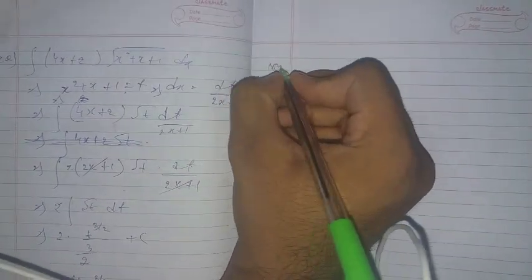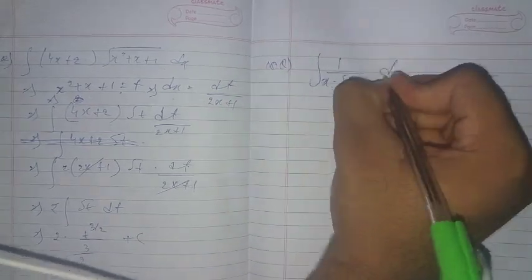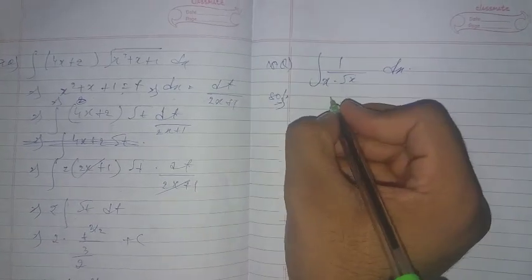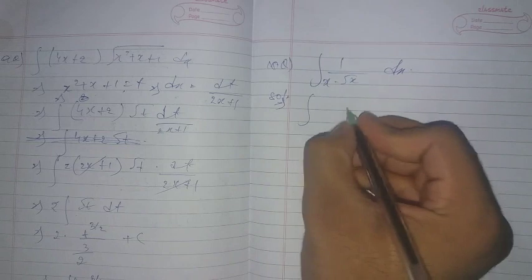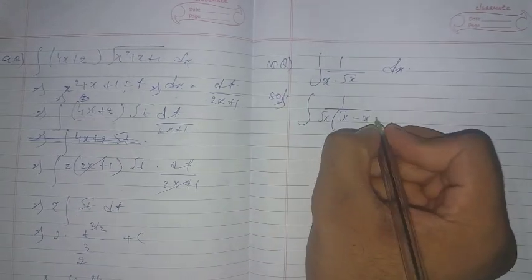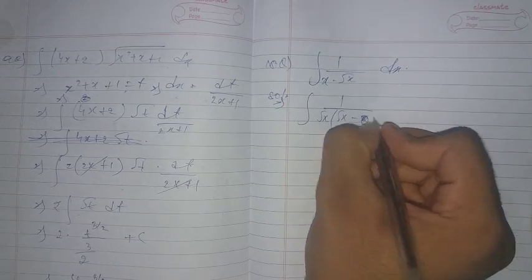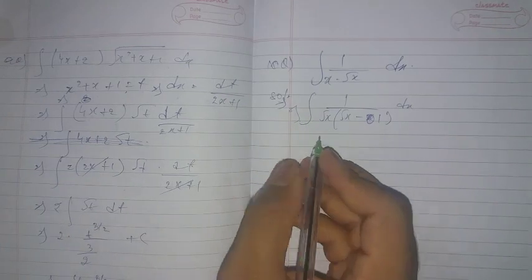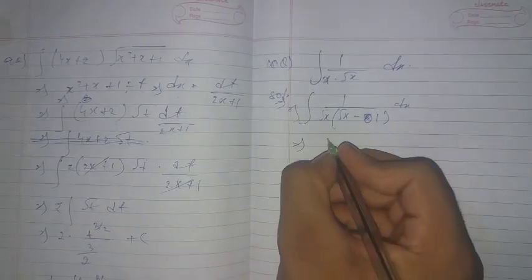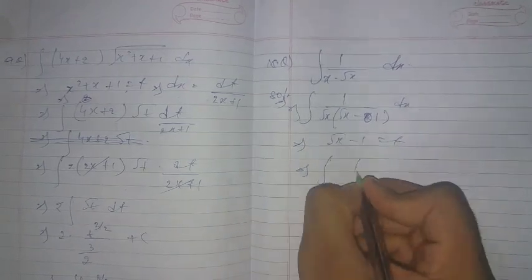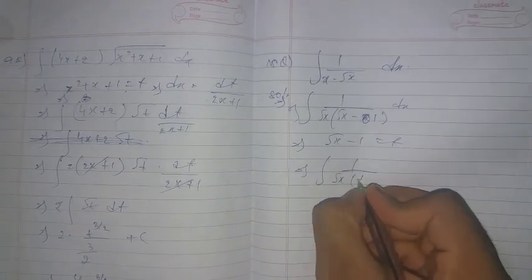So the last question for this session is integration of 1 by x minus root x dx. Solution: here we need to take root x common, so what do we get? If we take root x common, we get root x minus 1. Did you get this? Then we need to take root x minus 1 as t, so what do we get? 1 by root x into t.